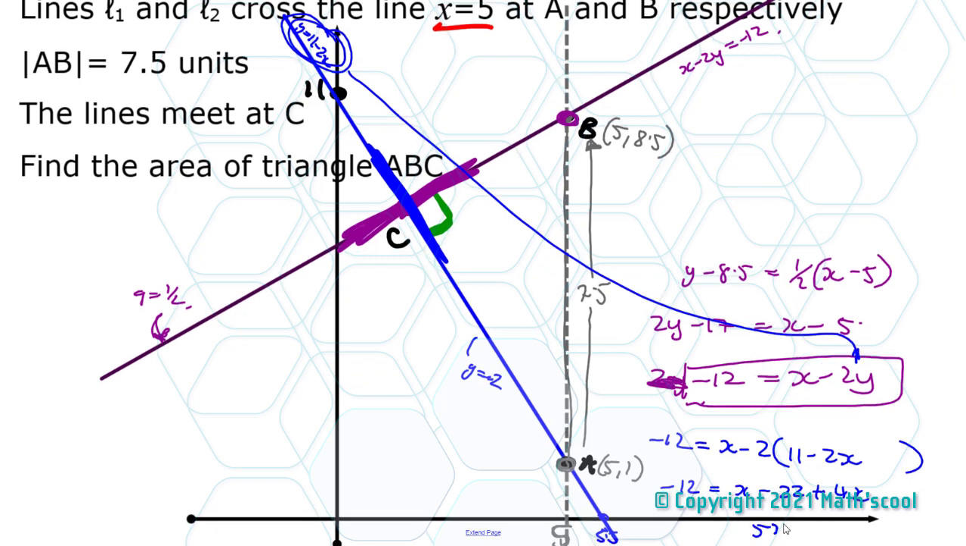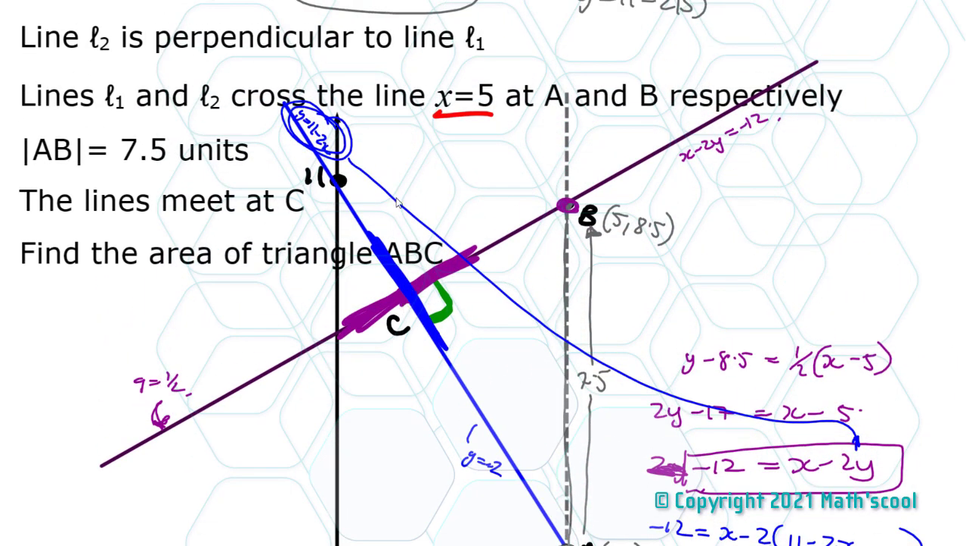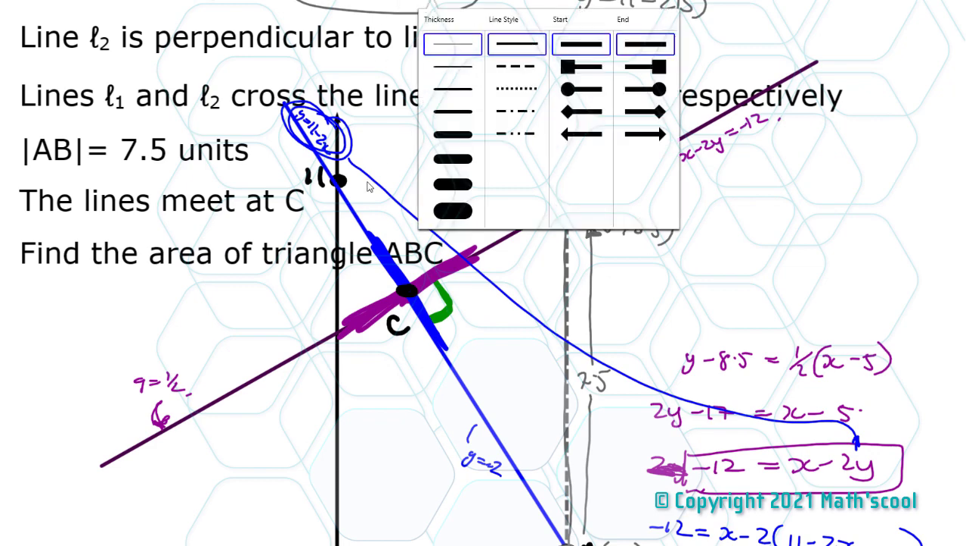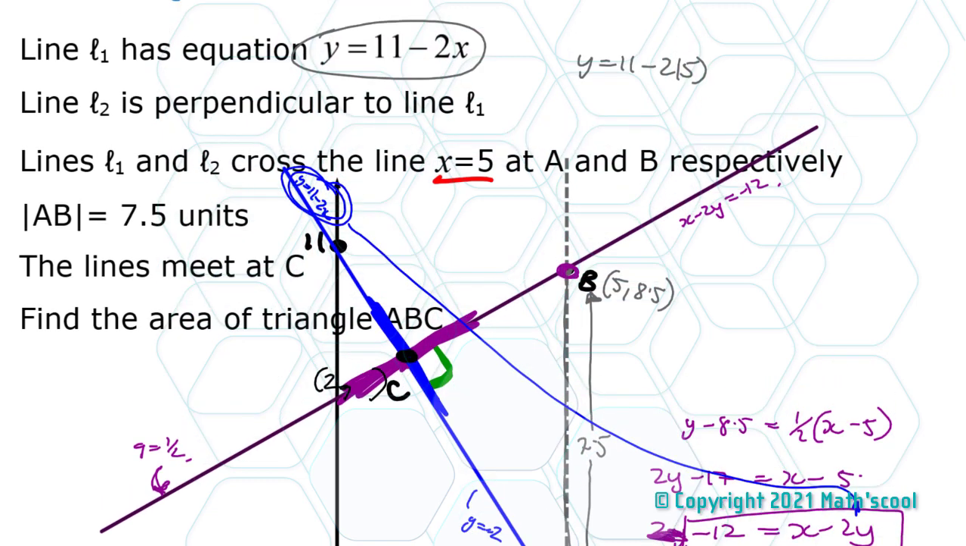And so 5x equals 10. And so x is 2. Okay, so x is 2. Then the y coordinate I can just put 2 back into here, so that's going to give me 11 minus 4, which is 7. 2 comma 7 is that coordinate there.